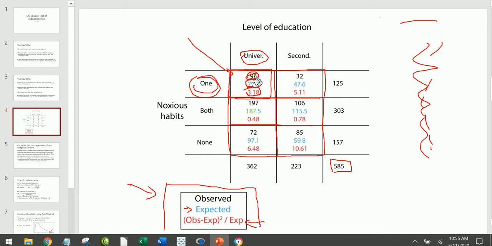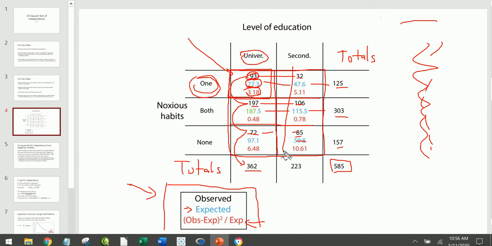Okay, and then basically everything I talked about, you can see throughout all the other cells, the observeds and the expecteds. Okay, now what do we have here? We have the totals. If you want to be completely accurate, these are marginal totals. 125 is the sum of 93 and 32. 303 is the sum of 197 and 106. By the way, the expected cell counts will also always add up to the same number as well. Okay, and you see 157 is 72 plus 85. And going this way, the marginal total, 362, is 93 plus 197 plus 72, and we get 362.